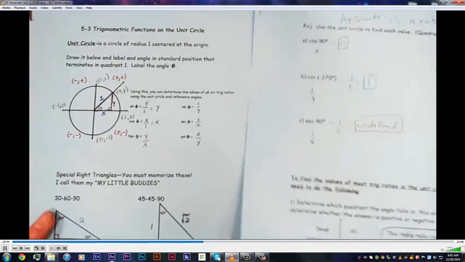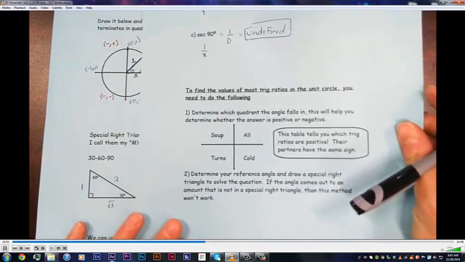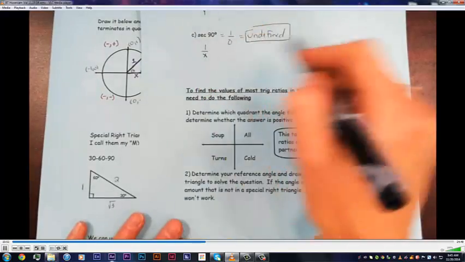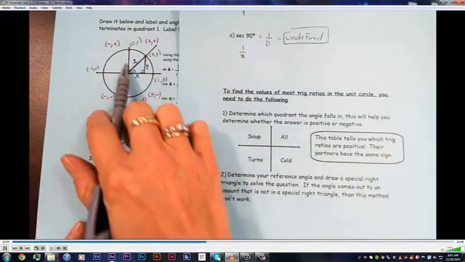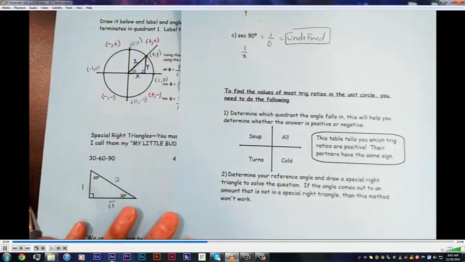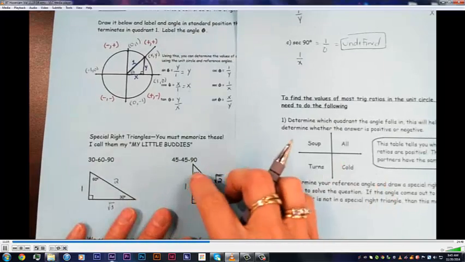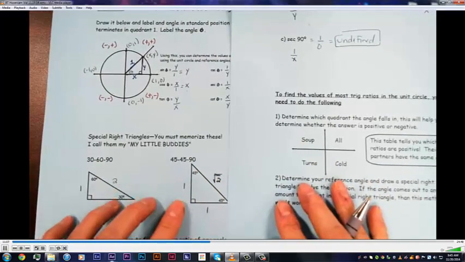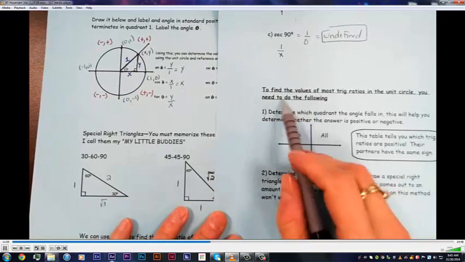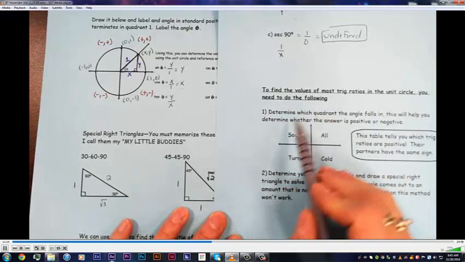Okay, great. All right, now we're going to talk about what happens if the angle is not a quadrantal angle. It's actually an angle that lands inside of a quadrant. However, we're making them specific angles that have reference angles that are either 30, 60, or 45, so we can use our special right triangles. So to find the values of most trig ratios in the unit circle, you need to do the following.